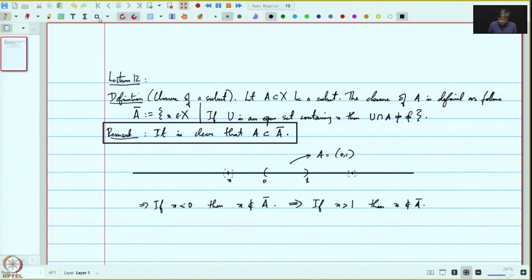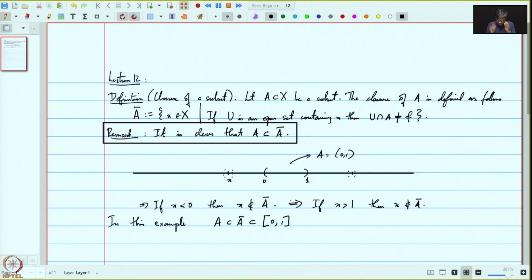Okay, so therefore, A closure. So in this example, A is contained in A closure, and A closure has to be contained in this closed interval 0, 1. Right? That's what we have seen, because if we take anything which is strictly less than 0, then it's not in the closure. If we take anything which is strictly greater than 1, then also it's not in the closure. The only possible points which could be in the closure are 0 and 1.